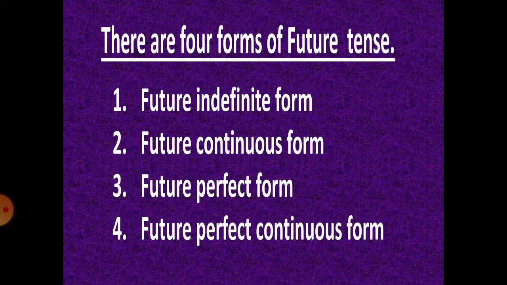There are 4 forms of future tense: future indefinite form, future continuous form, future perfect form, and future perfect continuous form. If anybody asks you how many forms of future tense there are, what will your answer be? There are 4 forms of future tense. If they ask you what they are, then what is your answer? Future indefinite form, future continuous form, future perfect form, and the last one, future perfect continuous form. Okay, have you understood?